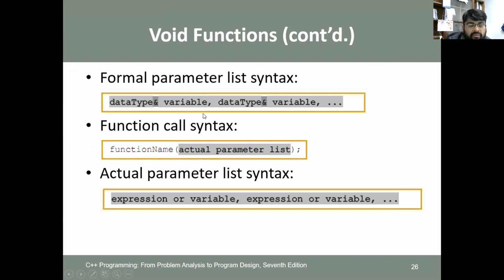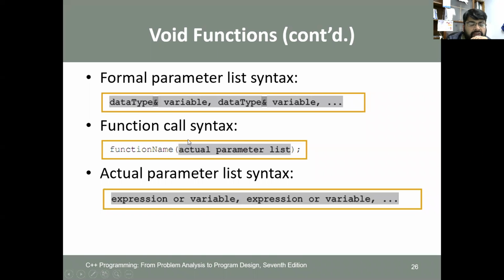The formal parameter list syntax is given here. We can see that you have a data type, address of variable, data type, address of variable, and so on. We'll discuss these address of symbols soon when we discuss pointers and addresses. The function call is very simple. You have the function name followed by an actual parameter list. The actual parameter list may be an expression or a variable, but it will be evaluated and compiled into a single value at the end of the day.